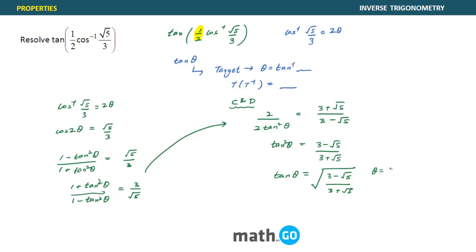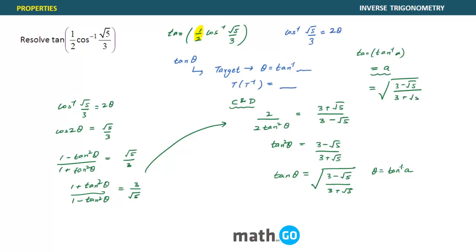So theta is equal to tan inverse of this entire value. Let me write this as some a. Now you have got this. Now you wanted to find tan of tan inverse a, and the answer comes out to be a. So this is the particular answer, which is nothing but under root of (3 minus root 5) by (3 plus root 5).